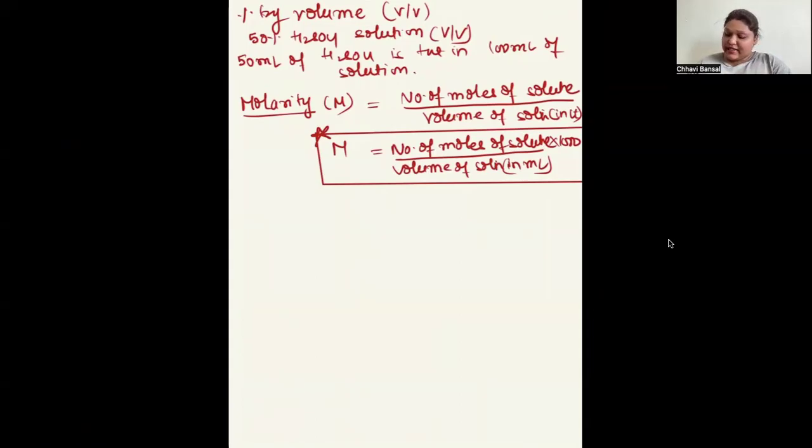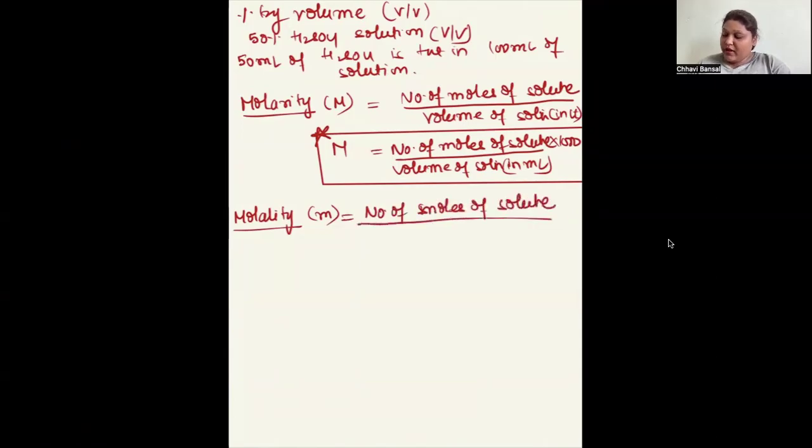Okay. Next is molality. It is represented by small m, molality. What does molality mean? Molality means number of moles of solute per kg of solvent. Remember, this is the only concentration term that uses the amount of solvent in the denominator instead of solution. That too in kg. So this is also a bit different from molarity.